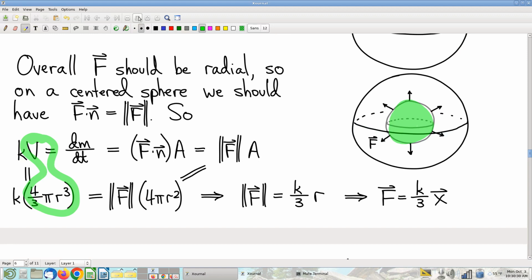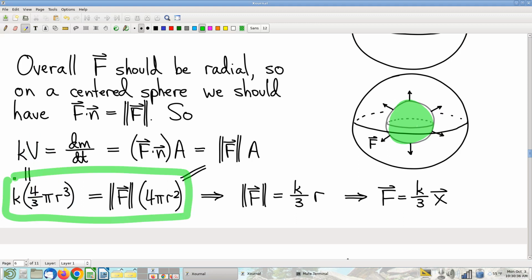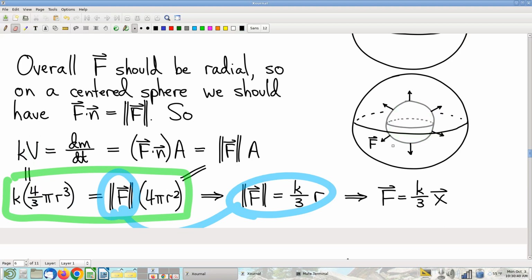Right, 4/3 pi r cubed. And so altogether, we know these things have to be the same, and that allows us to solve for the magnitude of the vector field. Magnitude of the vector field is proportional to the radius. As it turns out, a constant there, k/3 ends up being the constant, how it just happened to turn out.